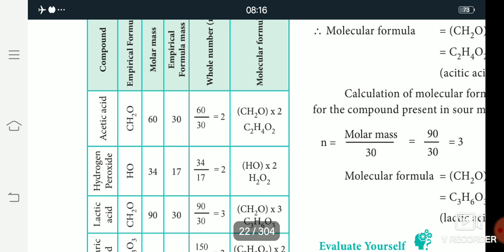So the answer is C2H4O2. In the same way, next, hydrogen peroxide. The whole number is 2. So multiply the empirical formula HO by 2. The molecular formula is H2O2. Okay, children.